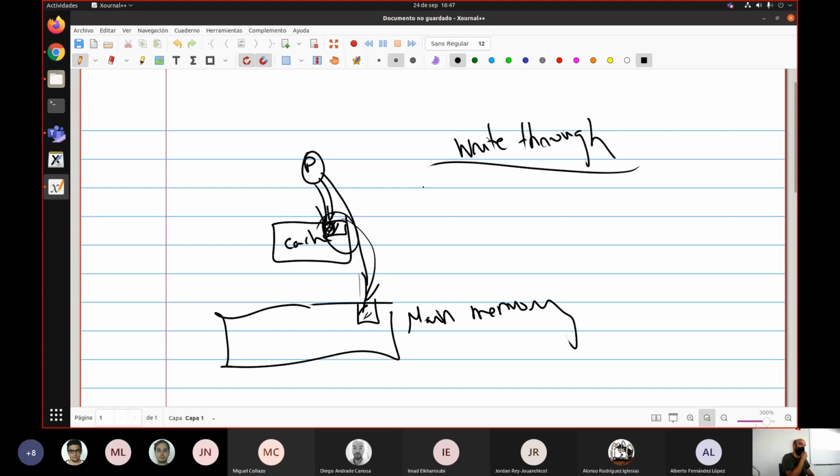What is the problem of write-through? Which potential problem do you see? Because it's the most straightforward approach. I mean, if I want to keep things coherent, I should write both copies. But what's the problem with that? Yes, yes. So that's the problem. If you are writing all the time the same memory position, you are going to make n writes in the cache and n writes in main memory. And as you know, the performance of the main memory is worse than the performance of the cache.